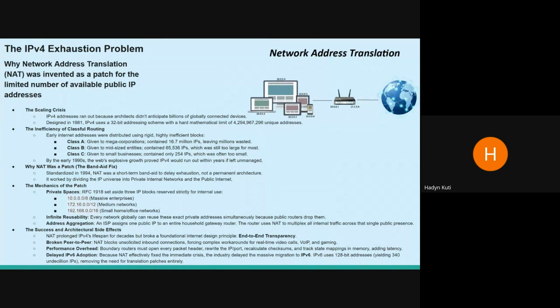Boundary routers must open every packet header, rewrite the IP and port, recalculate checksums, and track state mappings in memory, adding latency. And because NAT effectively fixed the immediate crisis, the industry delayed a massive migration to IPv6. IPv6 uses 128-bit addresses, yielding 340 undecillion IPs, removing the need for translation patches entirely.